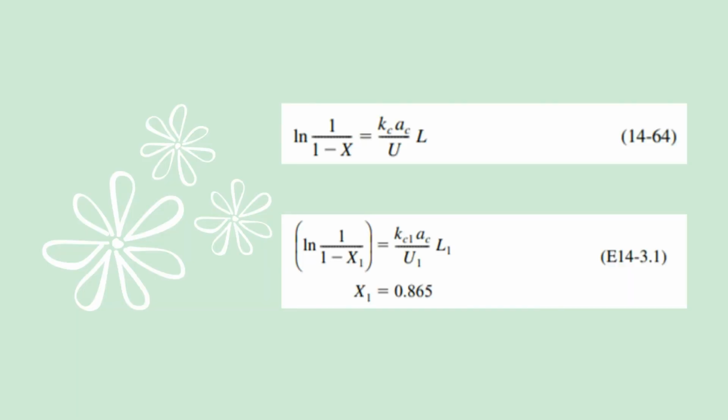To discuss the solution for this problem, we will use Equation 14-64, which is the ln of the quantity 1 over 1 minus X equal to Kc times AC over U times L. We'll use that for case 1. Case 1 is the undivided system as shown in Figure E14-3.1. So we will have the equation ln of the quantity 1 over 1 minus X1 equal to Kc1 AC over U1 times L1. We already know that X1 is equal to 0.865.